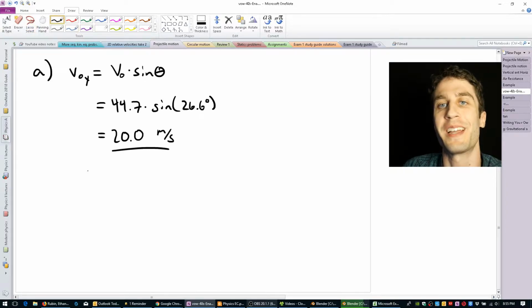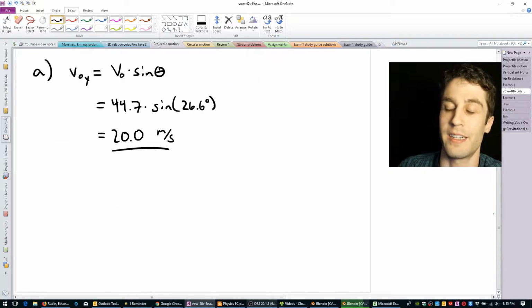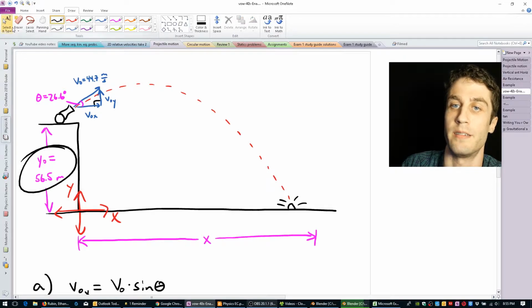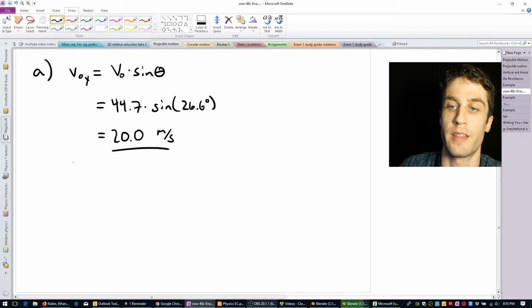So we need a kinematic equation that involves the initial velocity, which we just found, the acceleration, which is 9.8 meters per second squared downward, and time, as well as, because we're solving for time, the initial displacement. Think about those variables, and what you should come up with is the third kinematic equation.